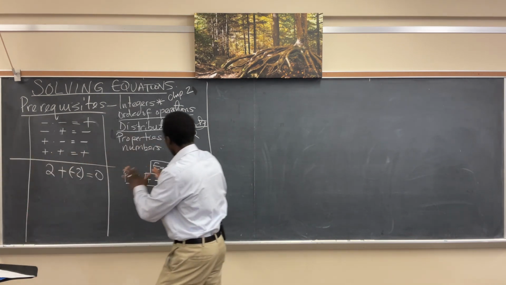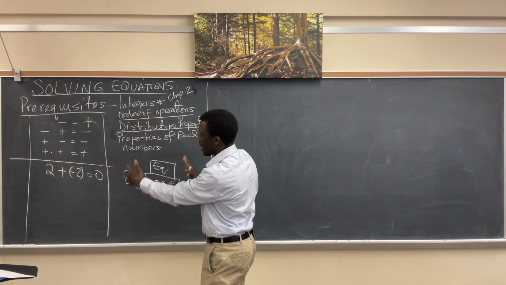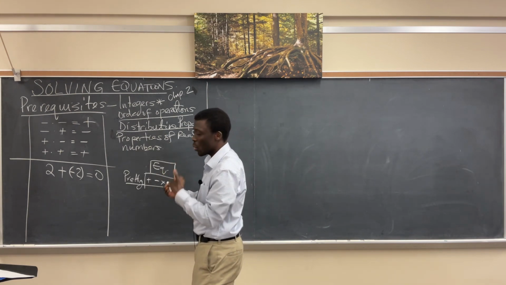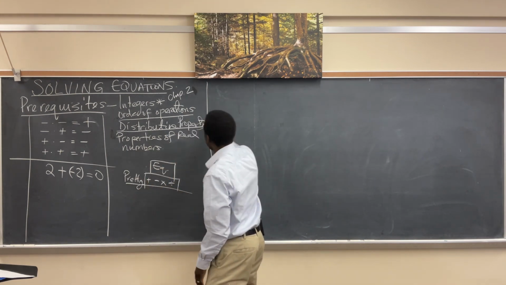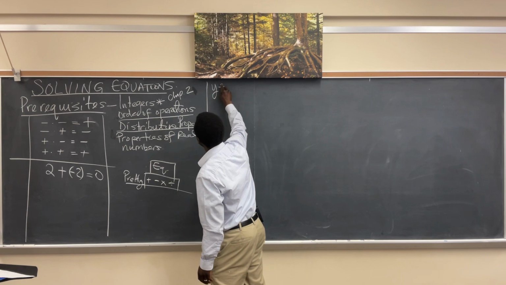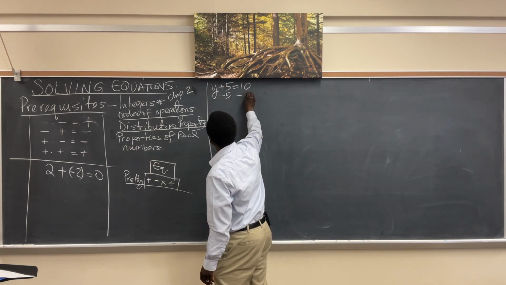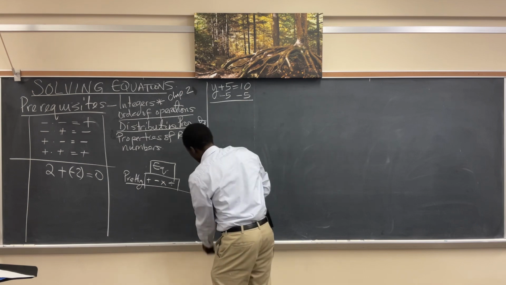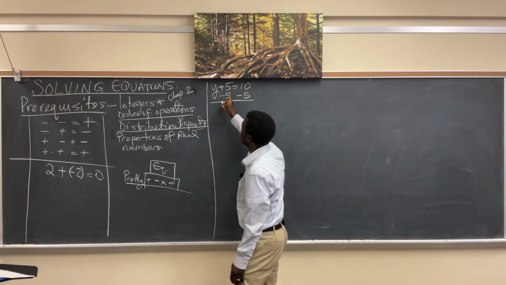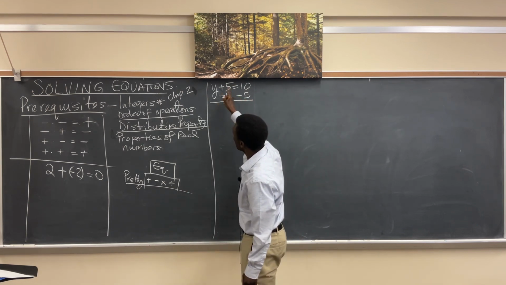Okay, so assuming that you have the prerequisites ready and you're ready to do equations, the first thing with equations, again, is one-step equations. y plus 5 is equal to 10. We subtract 5 from both sides, because whatever you do to the left, you have to do to the right. Why are we doing it on the left side?